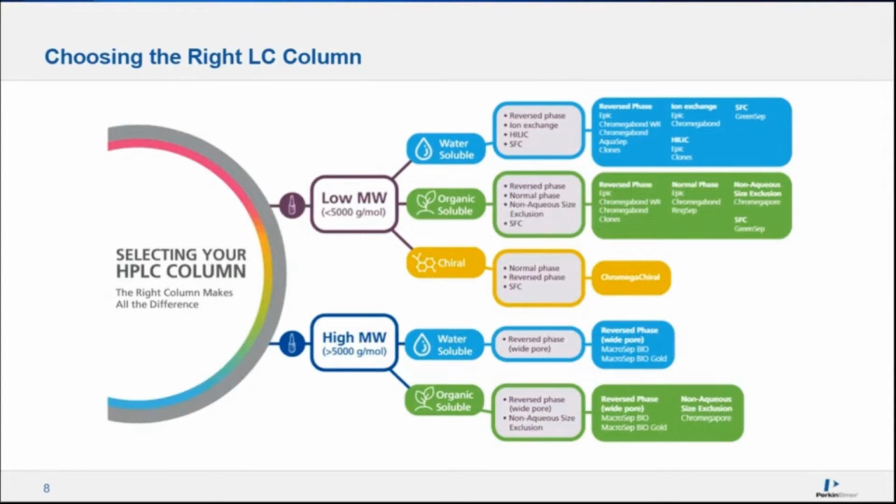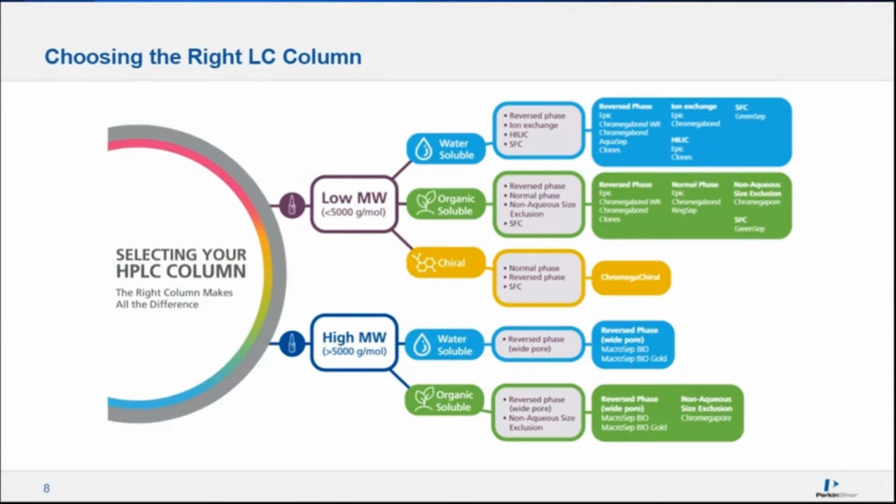So what is one of our chief criteria for selecting a stationary phase? Well, one of the key breakdowns is by molecular weight. If the compounds that you're looking to chromatograph are less than 5,000 molecular weight, then we have a whole set of criteria depending on whether it's water soluble, organic soluble, or chiral. If you have molecules that are predominantly water soluble, then again, reverse phase is one of the chief separation mechanisms that you would utilize. And again, in this category, C18 dominates.